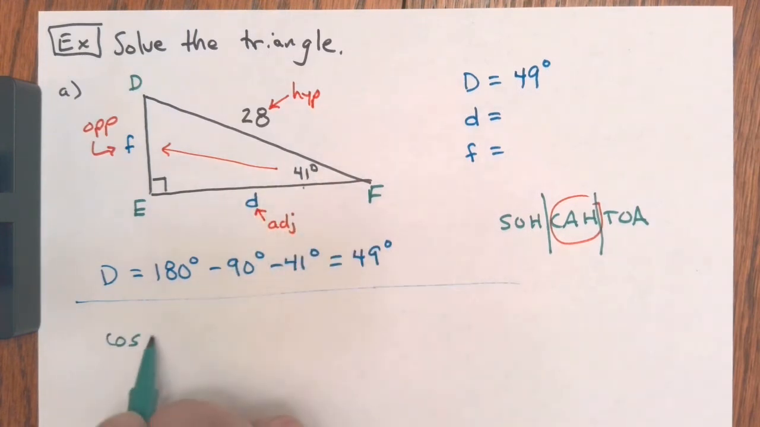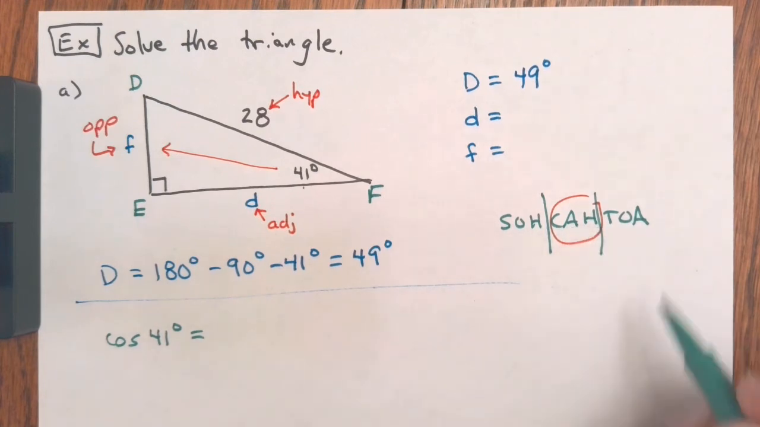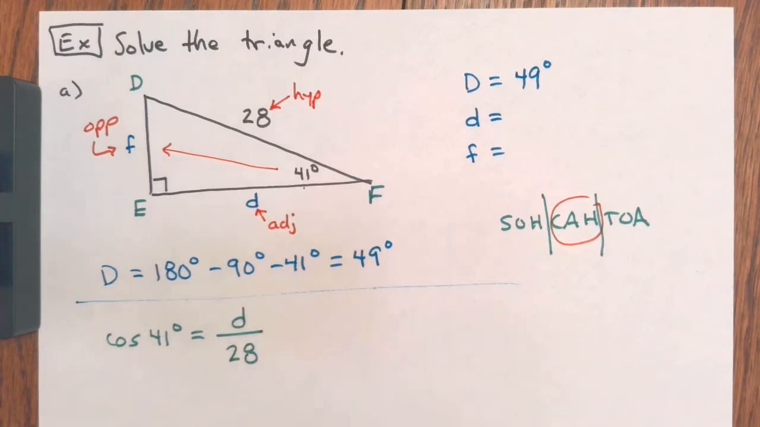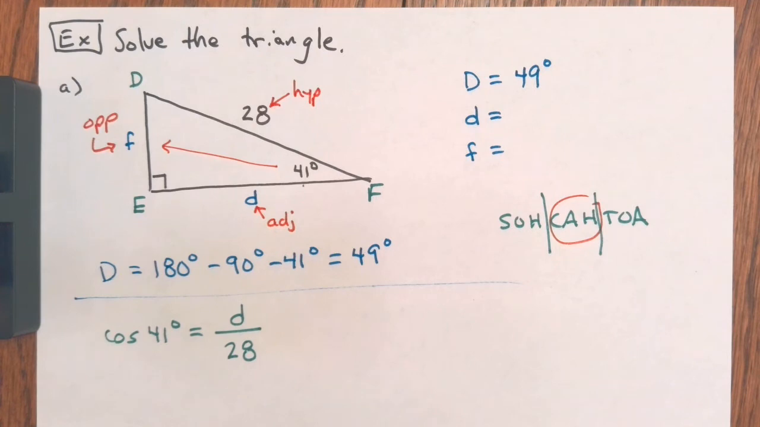The cosine of our angle, which we know, that's 41 degrees, is equal to adjacent over hypotenuse. The adjacent side we don't know, and the hypotenuse, we know that that has a length of 28. So that's the equation that I need to solve to find lowercase d. We have d divided by 28, so if I multiply both sides by 28, we would have 28 times the cosine of 41 degrees is what d is equal to.